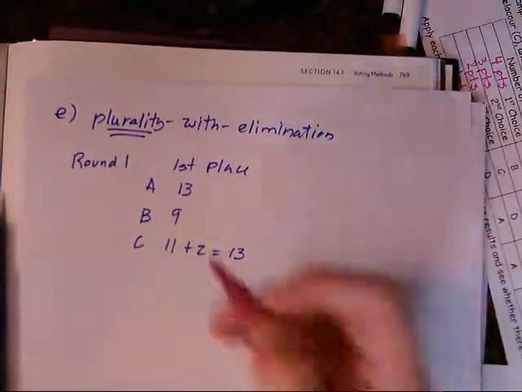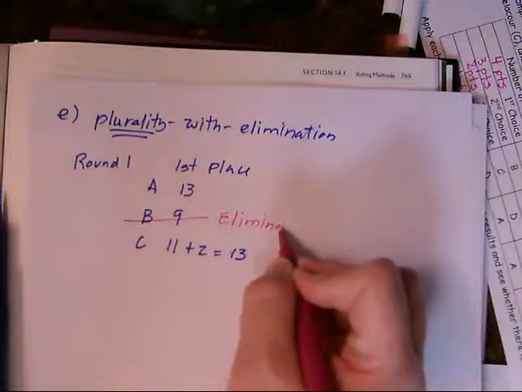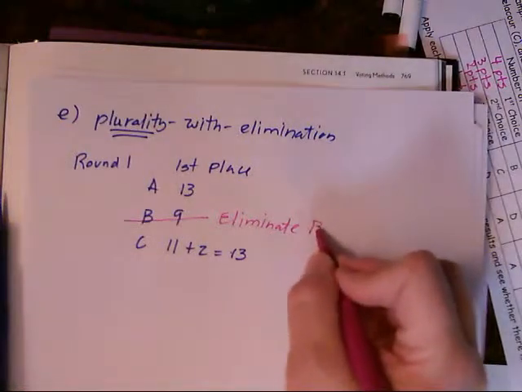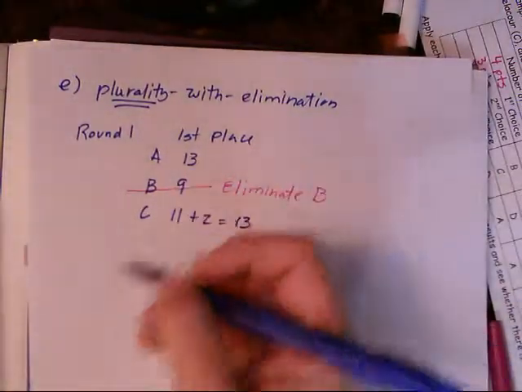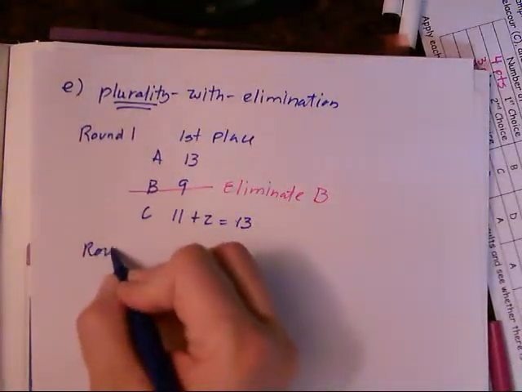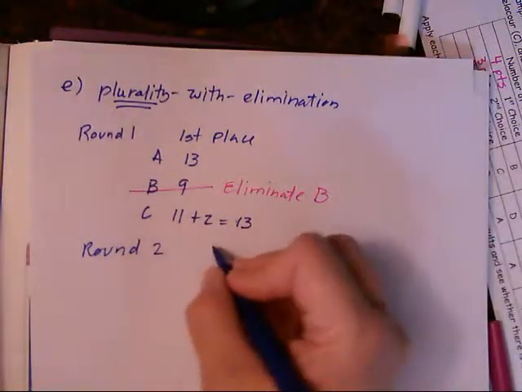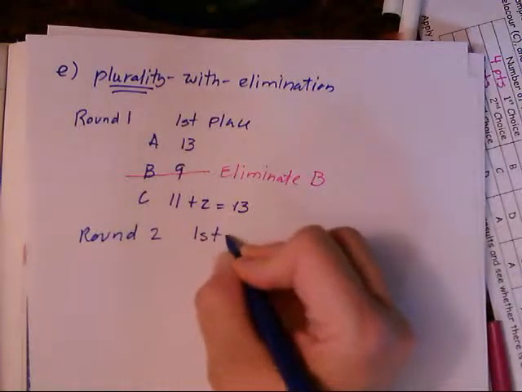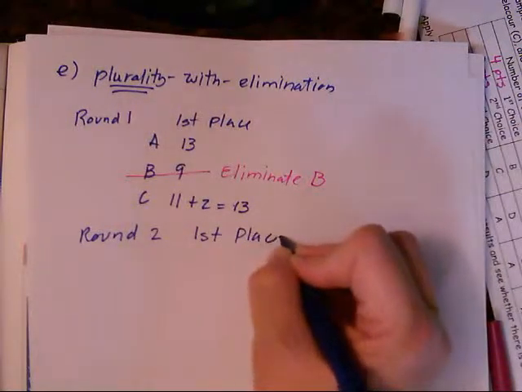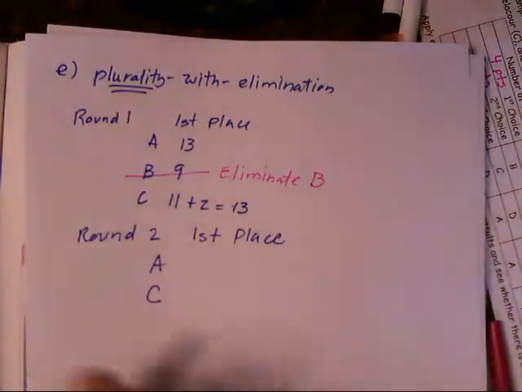We now would eliminate the loser at this stage on round 1, which is B, and then we have to go through round 2. Luckily, it wasn't the loser that was tied. That would be kind of confusing. I'll try not to let that happen. And again, we're going to look at the first place of the ones that were not eliminated, A and C.